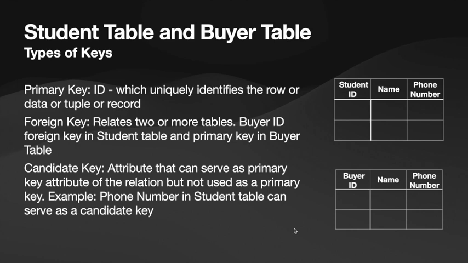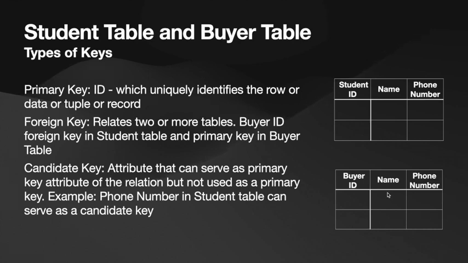And there is also the candidate key. Candidate key can also be called an alternate key. Like the primary key, it is also a unique attribute, but it will not be defined as such. It is used as a backup or an extra precautionary measure in some cases. If you see these two tables, phone number is the alternate key. Phone number in the student table can serve as a candidate key, and phone number in the buyer table can also serve as a candidate key.